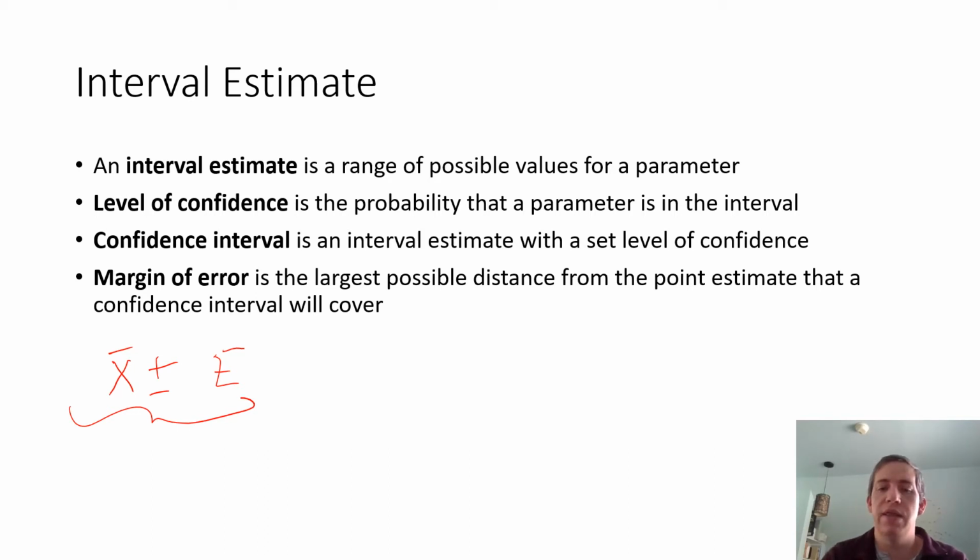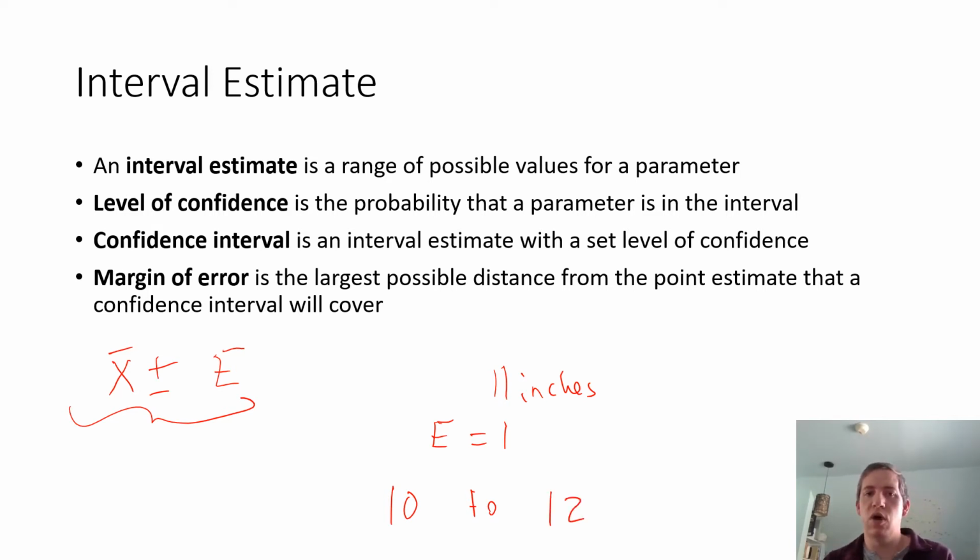So for instance, say that I get a sample mean of 11 inches and I get a margin of error, so I try to figure out how confident I am. I want to be 95% confident. And if that tells me that I could be off by 1 inch, then if I take 1 from 11, I get 10 inches. And if I take 1 and add it to 11, I get 12 inches. So that interval that I get is 10 to 12 inches.